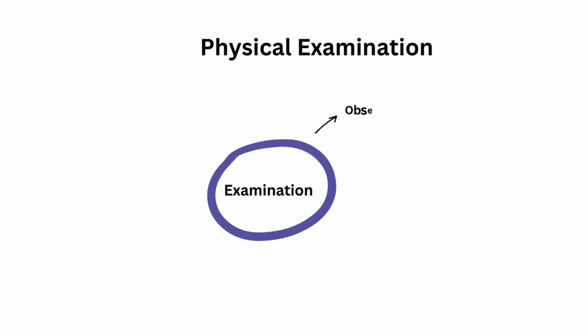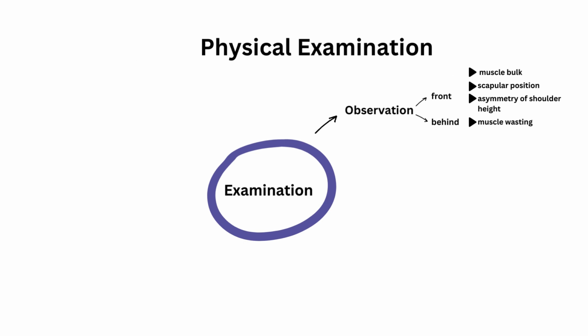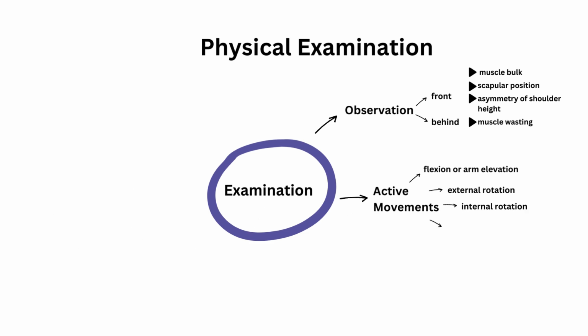During observation, the patient is observed from the front and from behind. So a physiotherapist can look for muscle wasting, asymmetry of shoulder height, scapular position and muscle bulk, etc. Patient is asked to perform following movements: flexion or arm elevation, external rotation with elbows at side and at 90 degrees of abduction, internal rotation, horizontal flexion.